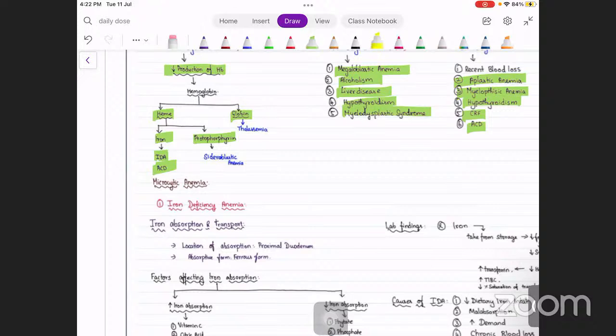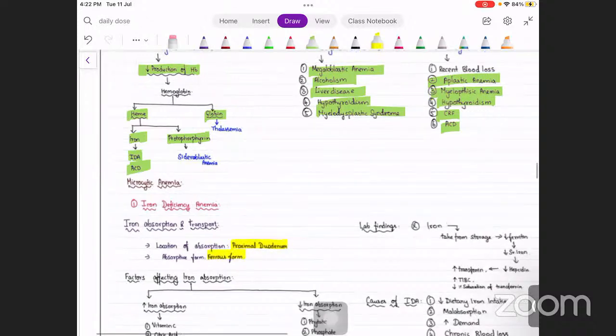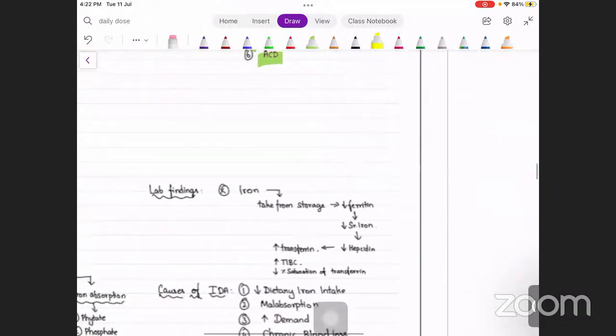What is the location of absorption of iron? Proximal duodenum. The absorptive form is the ferrous form. With lack of iron, the iron will be taken from the storage, so there will be a decrease in ferritin. When there is a decrease in ferritin, there is a decrease in serum iron and serum hepcidin. And when there is a decrease in hepcidin, you see an increase in transferrin and an increase in TIBC. Remember one thing: transferrin concentration increases, but the percentage saturation of transferrin will decrease.